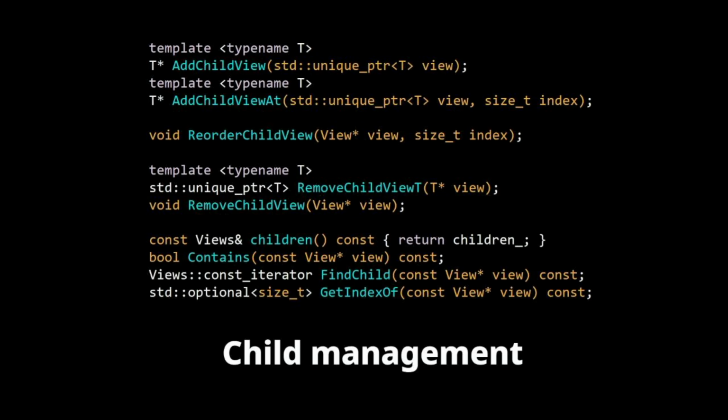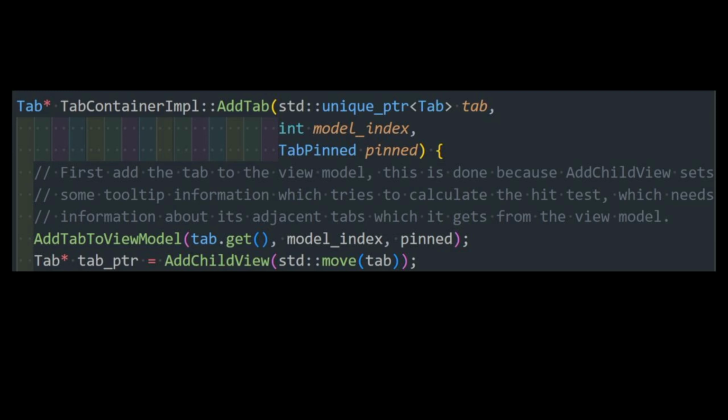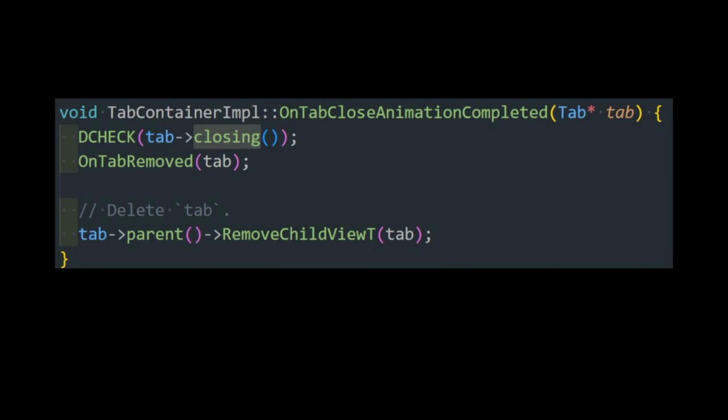Additionally, for child management, you can use these methods. View provides basic adding, removing, reordering, and so on. Let's see how it's used by the tab. When the new tab button is pressed, the AddChildView method will be invoked in the end. And when the close button is pressed, RemoveChildView will be invoked.